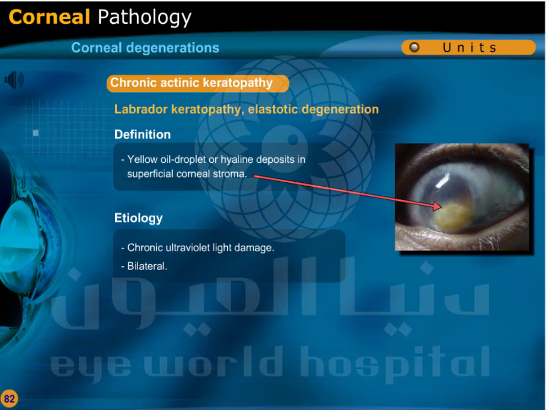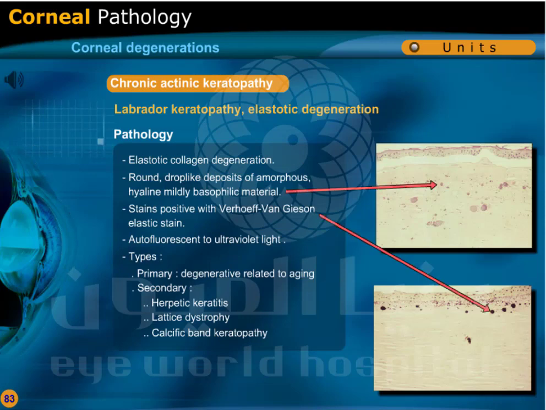Chronic actinic keratopathy, Labrador keratopathy, elastic degeneration. Yellow oil droplet or hairline deposits in superficial corneal stroma. This is a bilateral condition caused by chronic ultraviolet light damage. There is elastotic collagen degeneration, round, drop-like deposits of amorphous hyaline, mildly basophilic material. It stains positive with Verhoeven van Gieson elastic stain, and is autofluorescent to ultraviolet light.